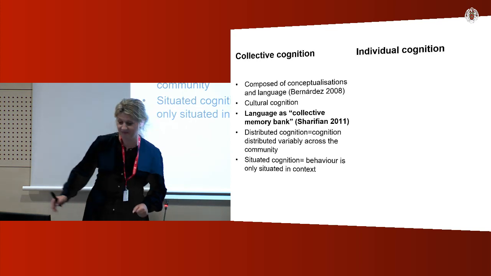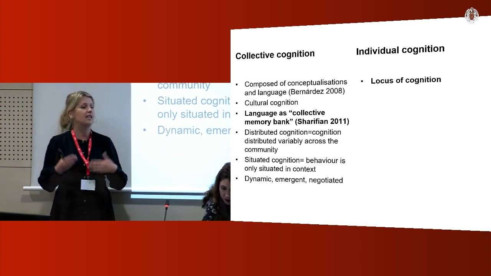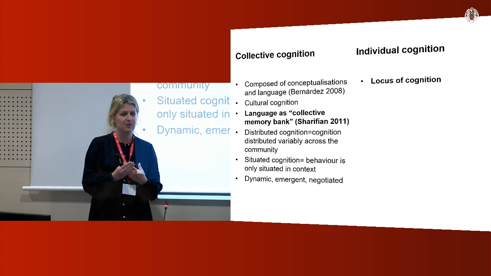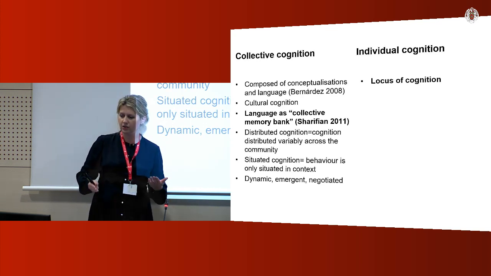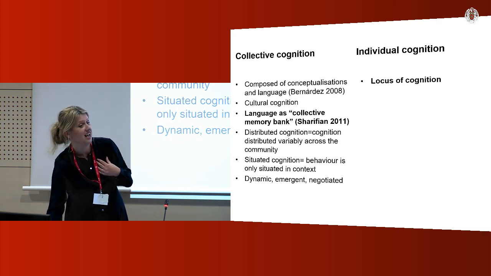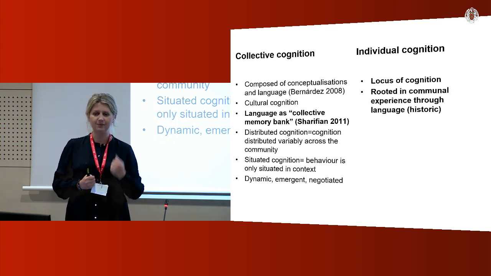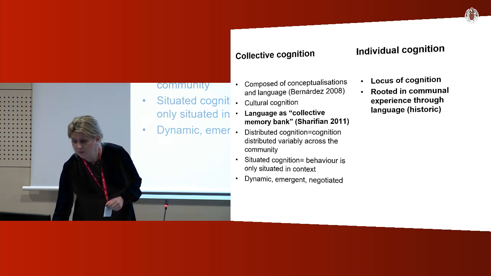And we also know about collective cognition that it keeps changing. It's dynamic, emergent, negotiated. I'm just interested in this last bit, negotiated. How do the collective and the individual negotiate that a new form is coming in or going out? So I started looking at individual cognition, which is the actual locus of cognition. Each of us has the agency to either react to change by accepting the change that is going on at the community level, or to reject the change.